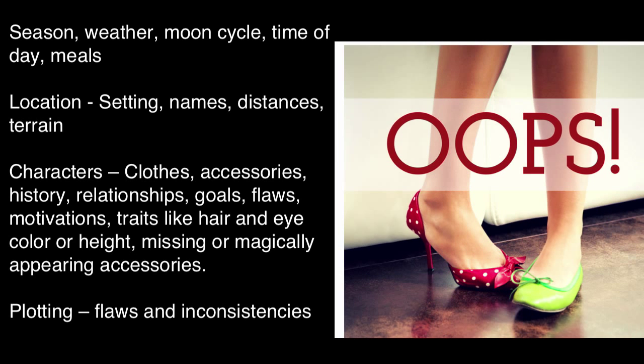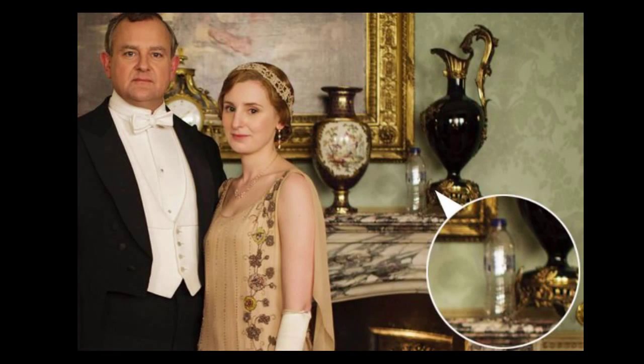What they're wearing, their accessories, the objects that suddenly appear and disappear. Relationships, their goals, their flaws, motivations, but also you'll see it in traits like hair color, eye color, or height. The plot is essential in continuity because if there's flaws and inconsistencies there, the entire story falls apart. As you can see, there are a lot of places for things to go wrong, and fortunately, solid ways on how you can stay organized and keep track.